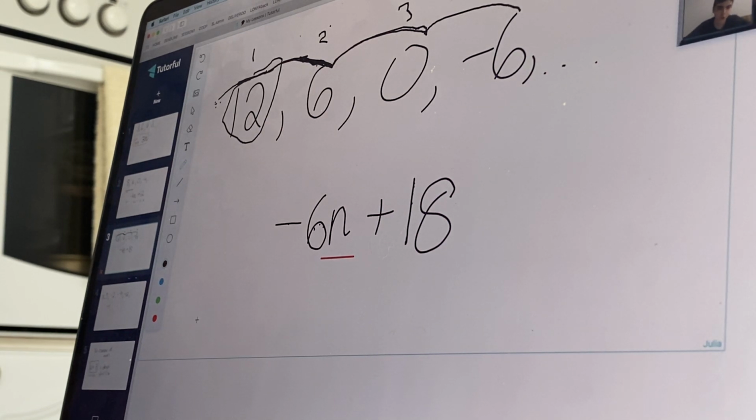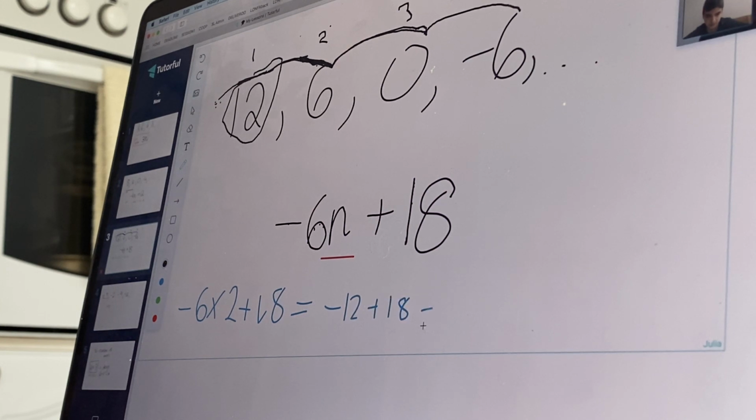Sorry? 6 times 2. Yeah, now we do 6 times 2. So to find the second term, we do minus 6 times 2 plus 18. And what does the second term equal? 12. Not quite. 6 times 2 is 12. 18. So minus 12 plus 30.